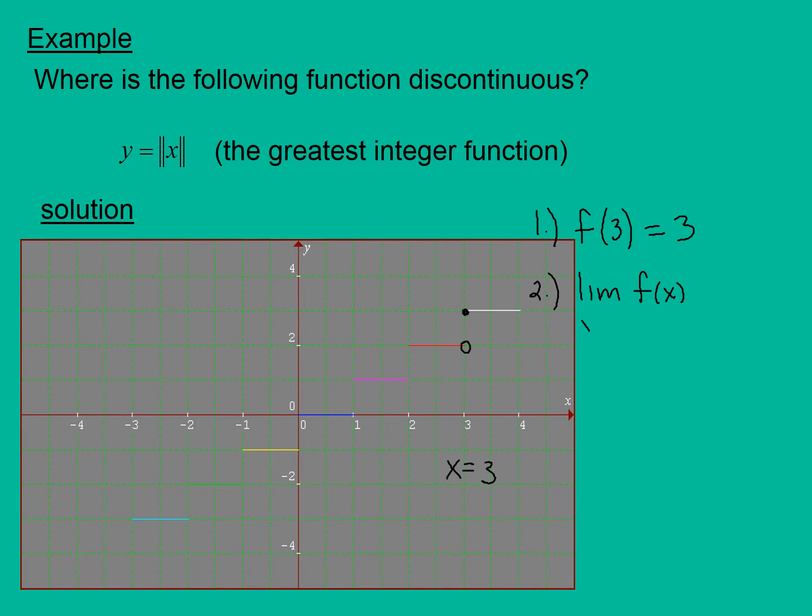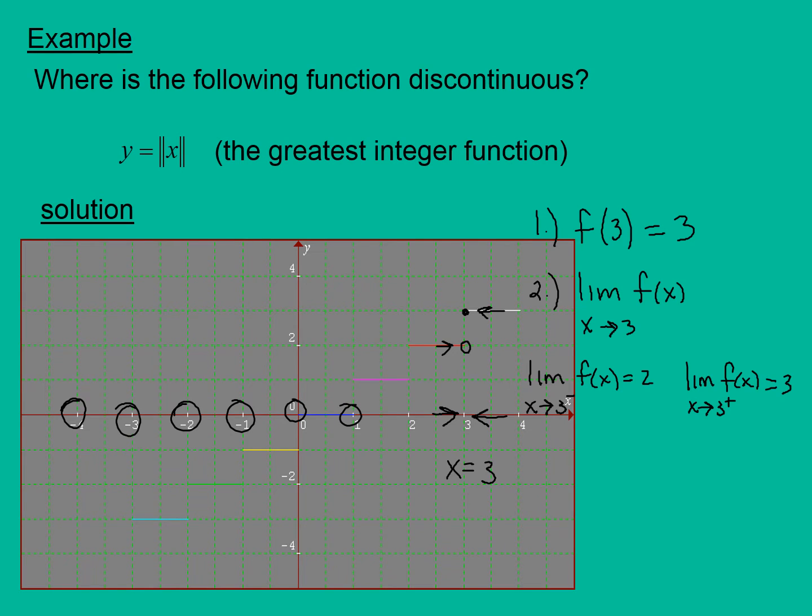The limit of f of x as x approaches 3. So we're going to look at our one-sided limits. The limit of f of x as x approaches 3 from the left, we can see that equals 2. The limit of f of x as x approaches 3 from the right, we see that equals 3. So criteria 2 does not hold. This is not continuous at x equals 3. And you notice the same thing would happen for every integer value. So this would not be continuous at any integer value.